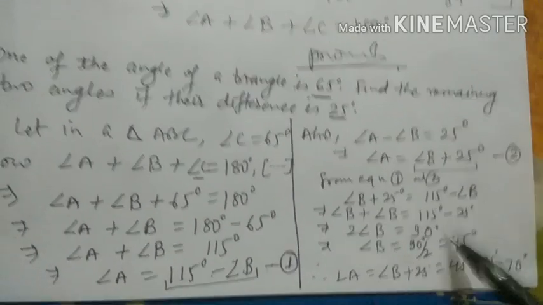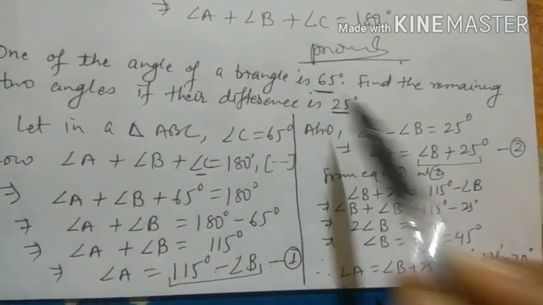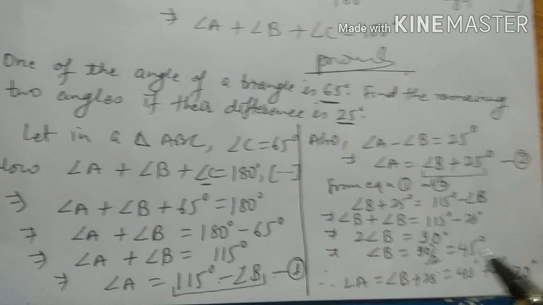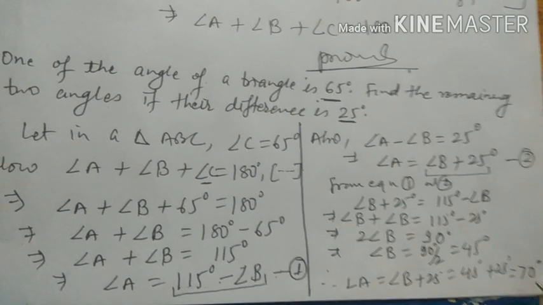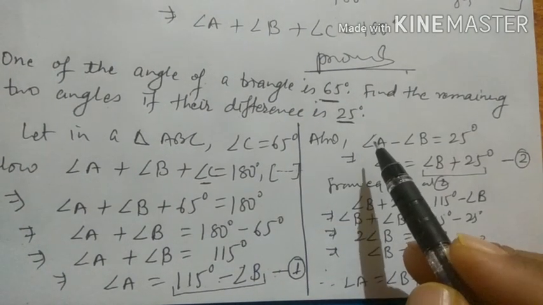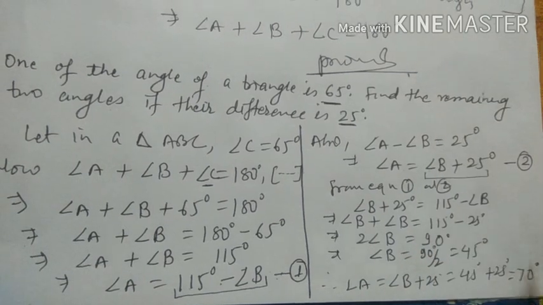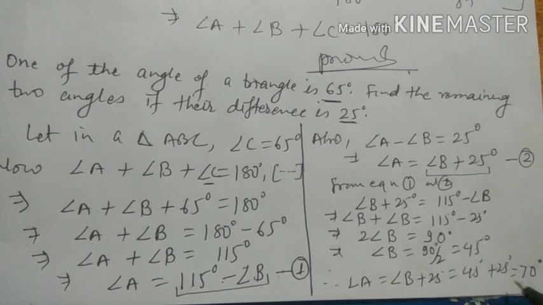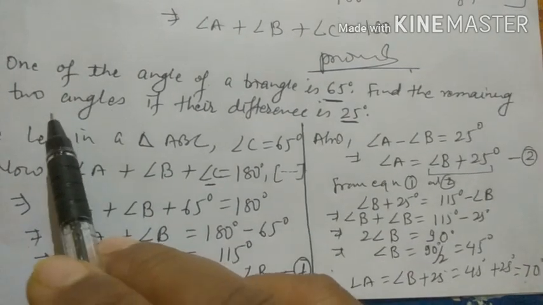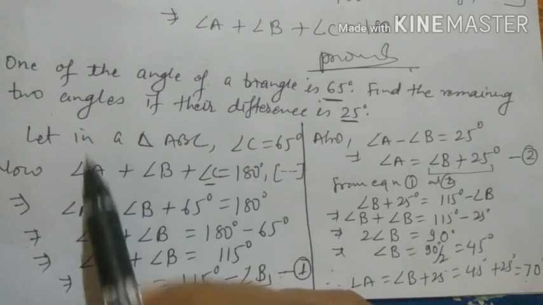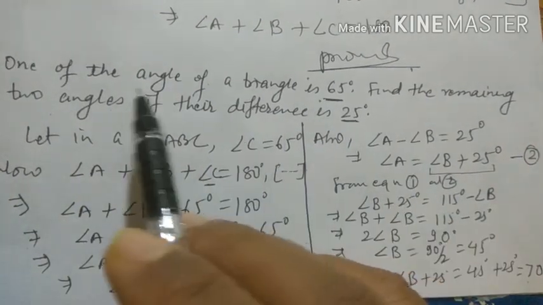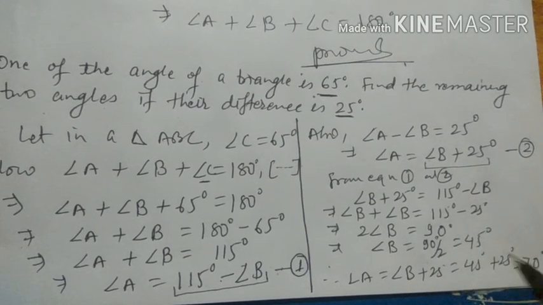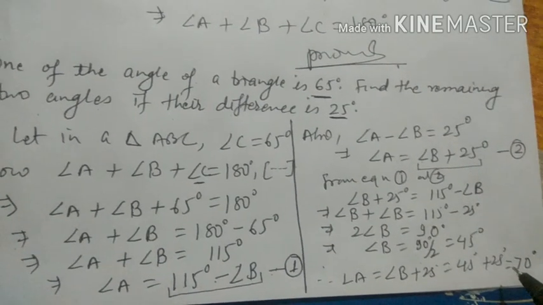So one angle of the triangle is 65, and the other two angles are 45 and 70 degrees. If we take angle B as greater than angle A, then we get angle A as 45 and B as 70. There is no problem because we only have to find the two angles, and no specific names are given in the triangle. So one angle is 45 and the other angle is 70 degrees.